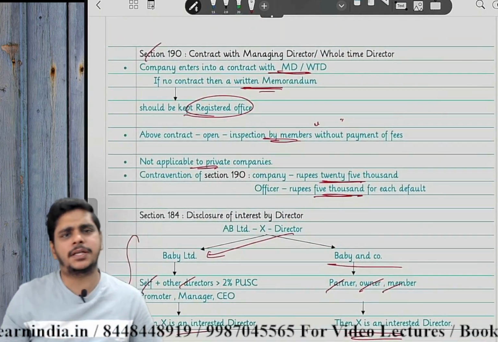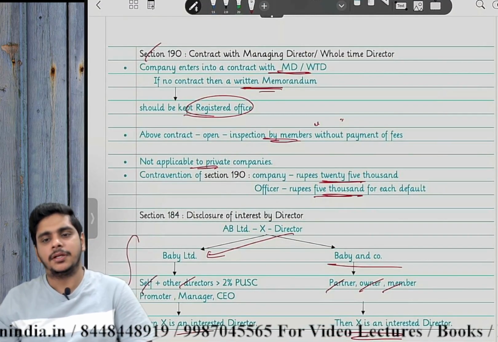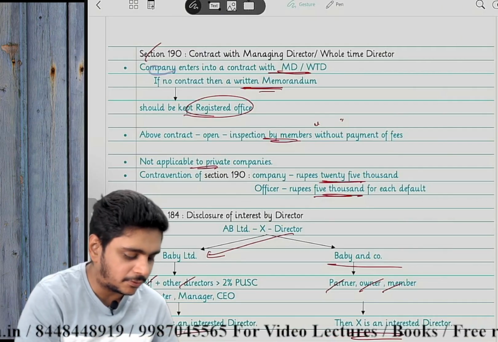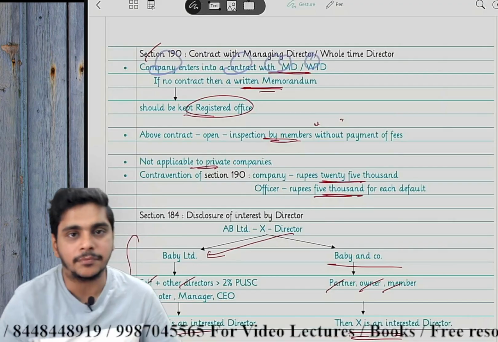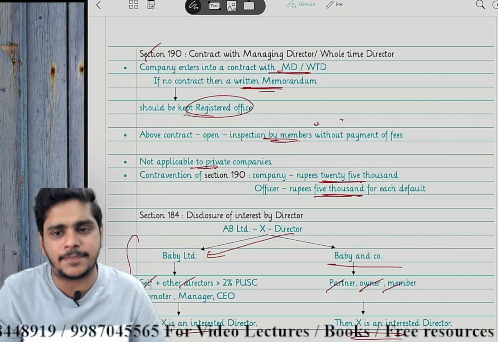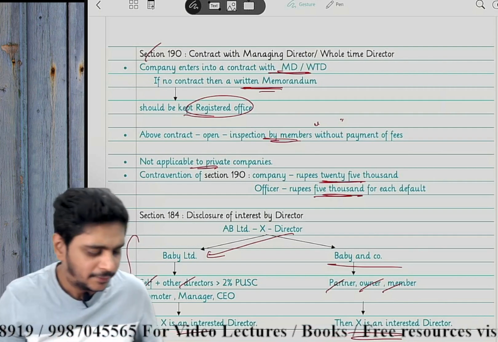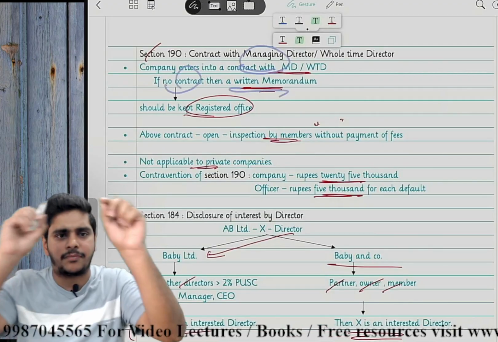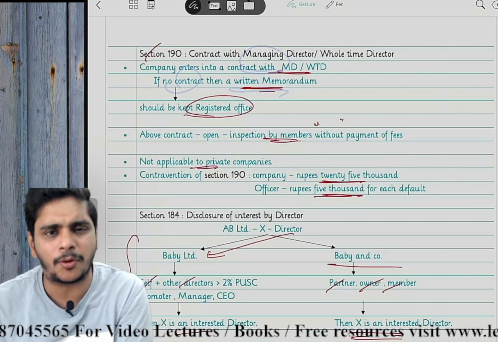section 190, a very small section, contract with MD and WTD. A company that enters into a contract with MD, WTD. Every company, when they are appointing an MD, managing director, or WTD, whole-time director, will enter into a contract with them. If no contract is there, then a written memorandum. Memorandum basically means a contract, appointment letter.